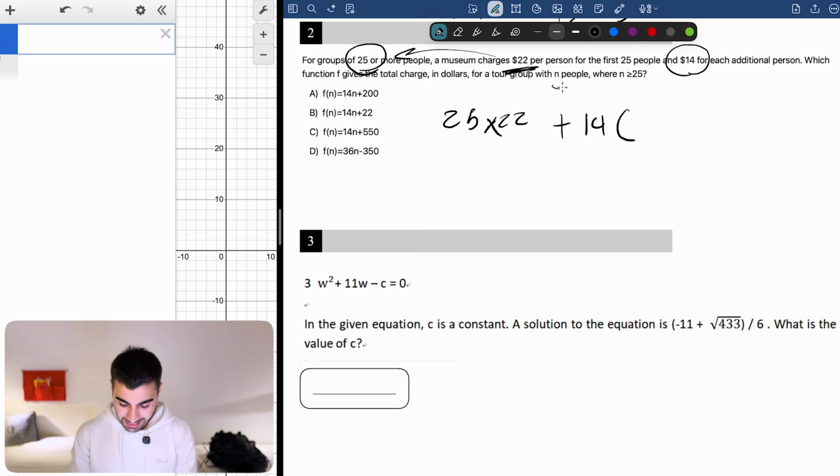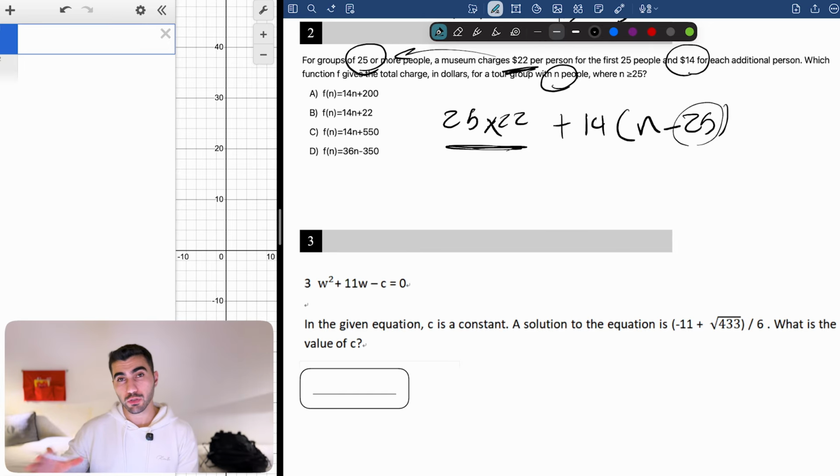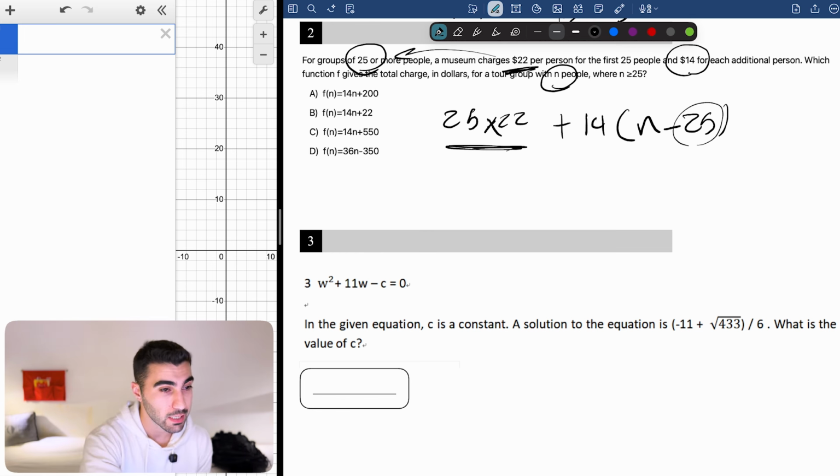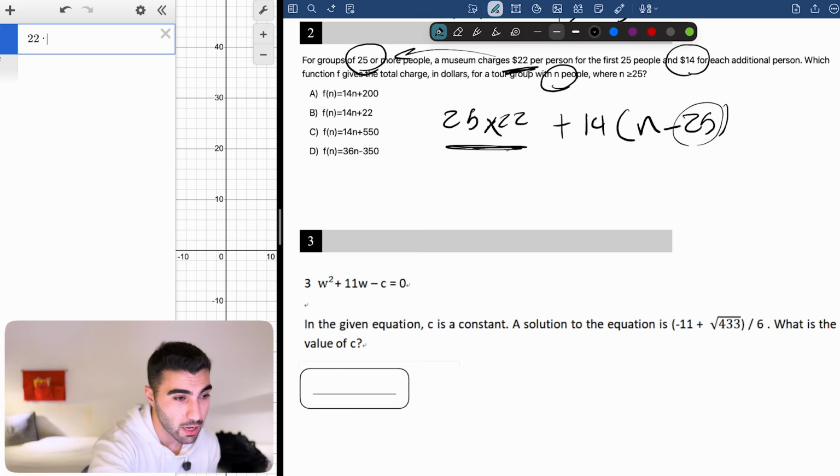The number of people is n. So n minus 25, because we've already calculated the first 25 people here. That's why we do n minus 25, to take the first 25 people out, because we don't want to find the price for those again. So we're going to do n minus 25, and we multiply this out and get the answer. That is basically how you do this question.